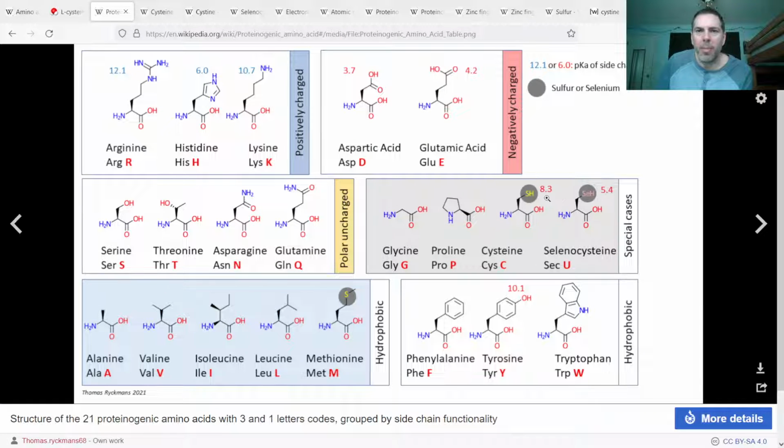You can see the pKa of 8.3, so in a cellular environment it's most likely going to have that hydrogen attached to it, because the 7.4 pH will be more acidic than 8.3, and so you'll have more hydrogen ions available to stay attached to the side chain.